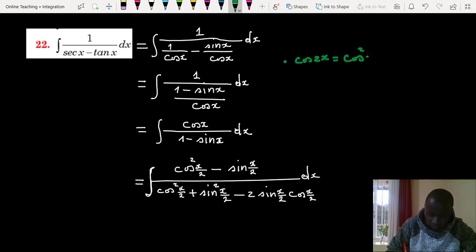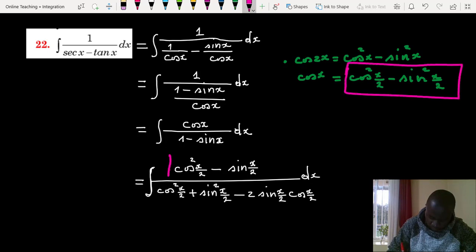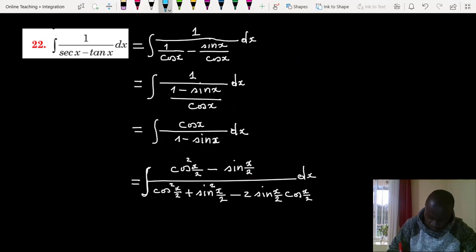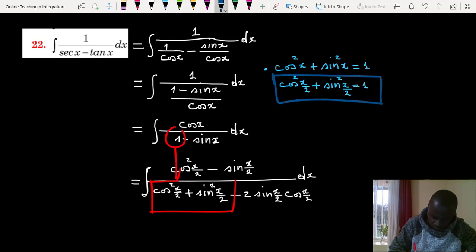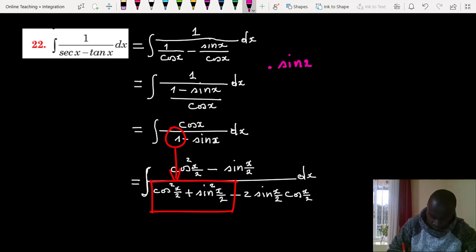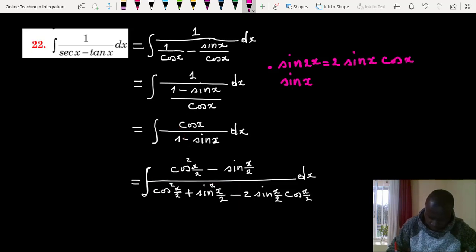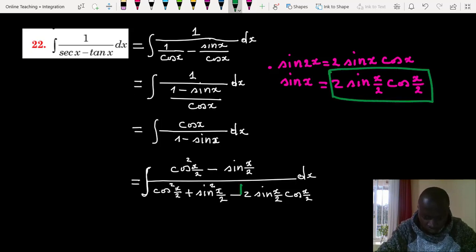We express cosine x using double angle identities. One is expressed using the Pythagorean identity. We again use the double angle identities to express sine x.